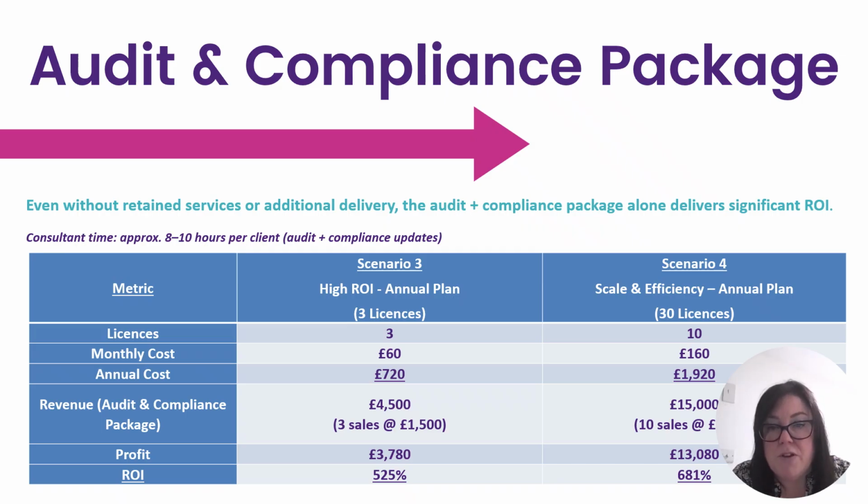So scenario 4 is 10 licenses, based on a monthly cost of £160, but paying it annually. And you can see here, the more licenses and the more compliance work you do, the more profit there is in that. So with 10 licenses, £1,500 each, you'd be looking at charging the 10 clients £15,000 and making a profit of £13,000.